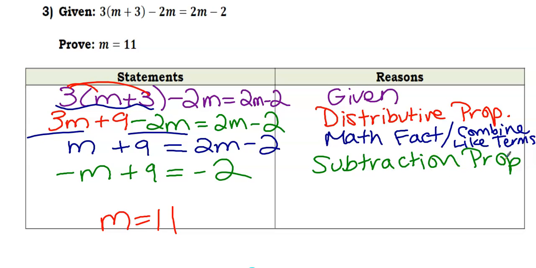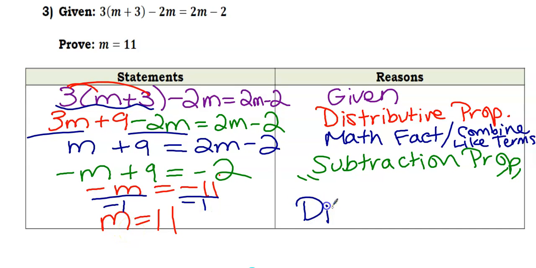Okay, again, I'm going to do the same thing with subtraction property, because I need to move the 9 over. So I have negative m equals negative 2 minus 9 is negative 11. Okay, m is not done yet because I didn't get 11. So I'm actually going to divide negative 1 to both sides and get m equals 11. What did I do? I did division property. Okay, so given, distributive property, math fact, subtraction property, and division property.